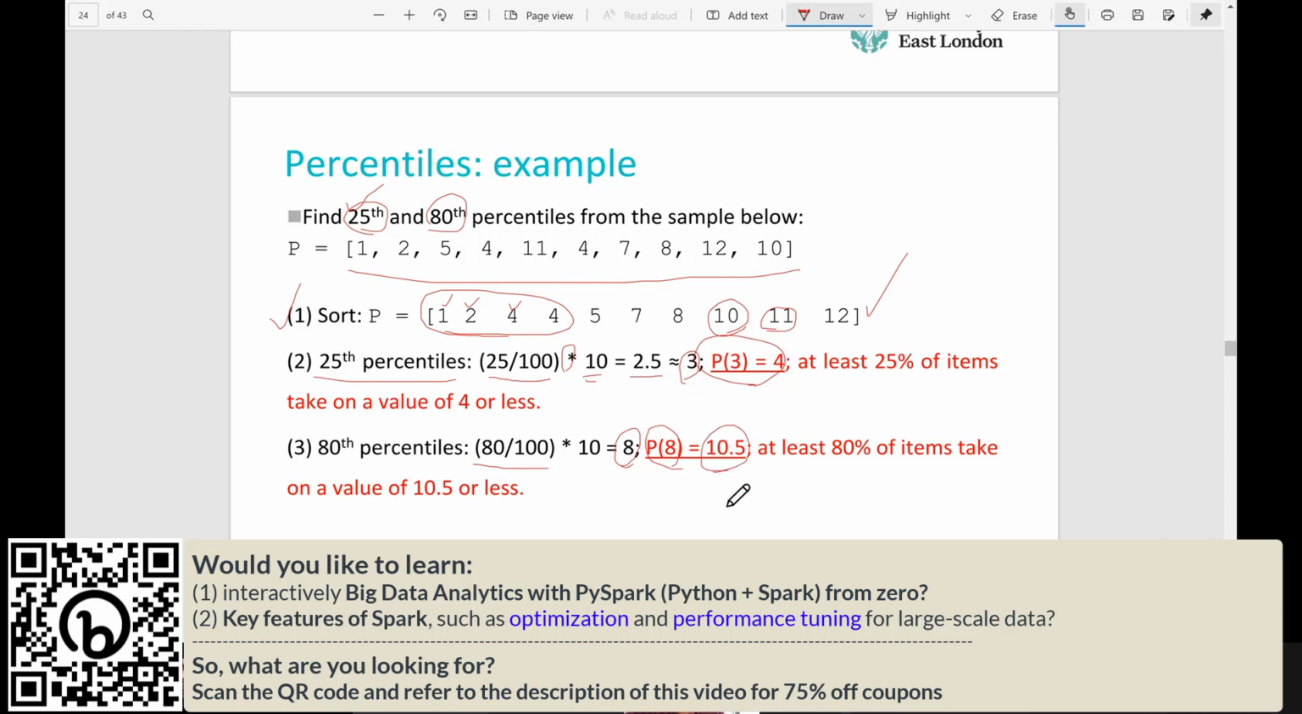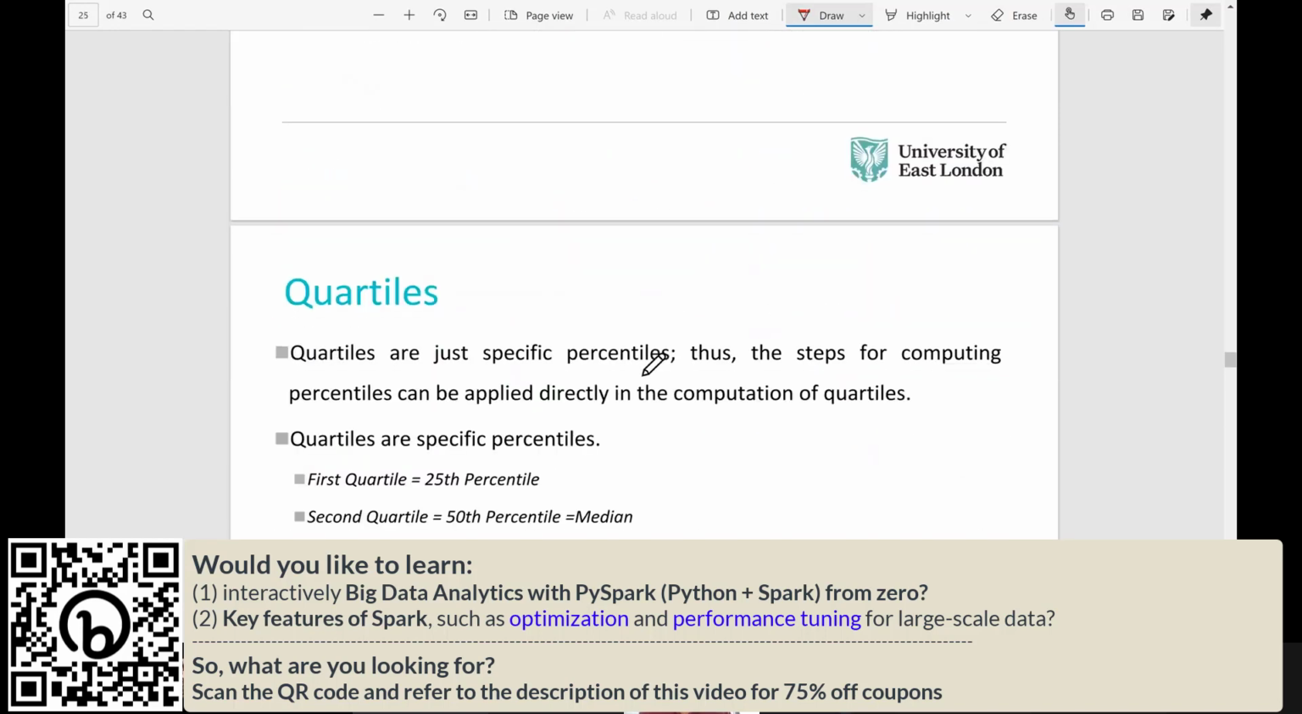So what does it mean? It means at least 80% of items take on a value of 10.5 or less. You can also count them: there are 8 values taking the number 10.5 or less than that. So this is a percentile, really interesting information that you can extract out of data.